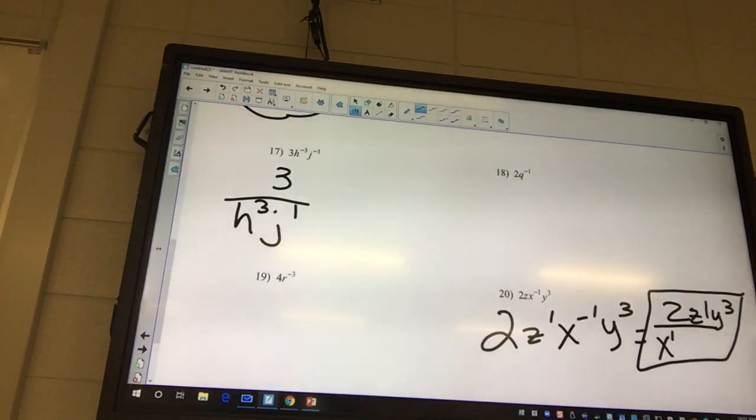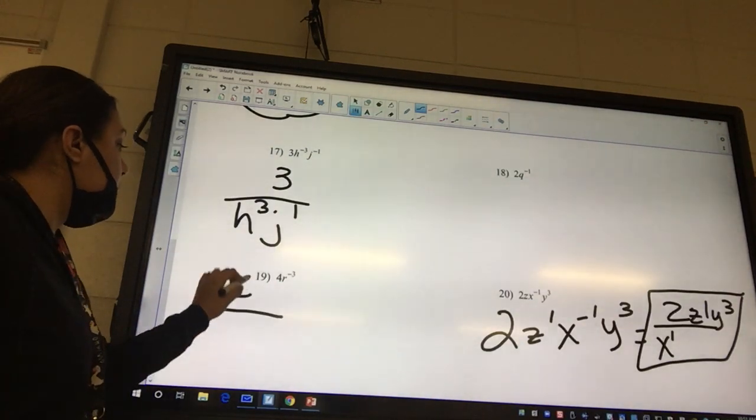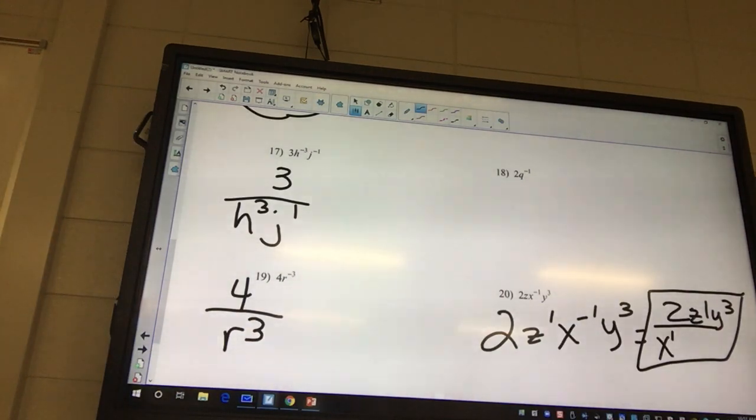You writing? Okay, and then 19. The 4 goes on the top, r to the 3rd goes on the bottom. Okay, you guys go through and do all the even ones. There's only 9.